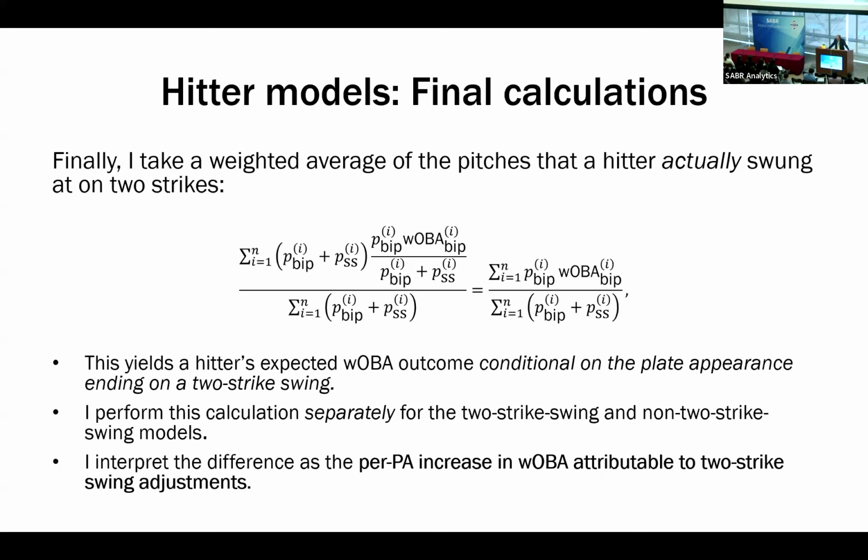So this gives me the hitter's expected WOBA outcome conditional on the plate appearance ending on a two-strike swing. And I'm performing this calculation separately using the two-strike swing model and the non-two-strike swing model. The difference then can be interpreted as the per plate appearance increase in WOBA attributable to two-strike swing adjustments.